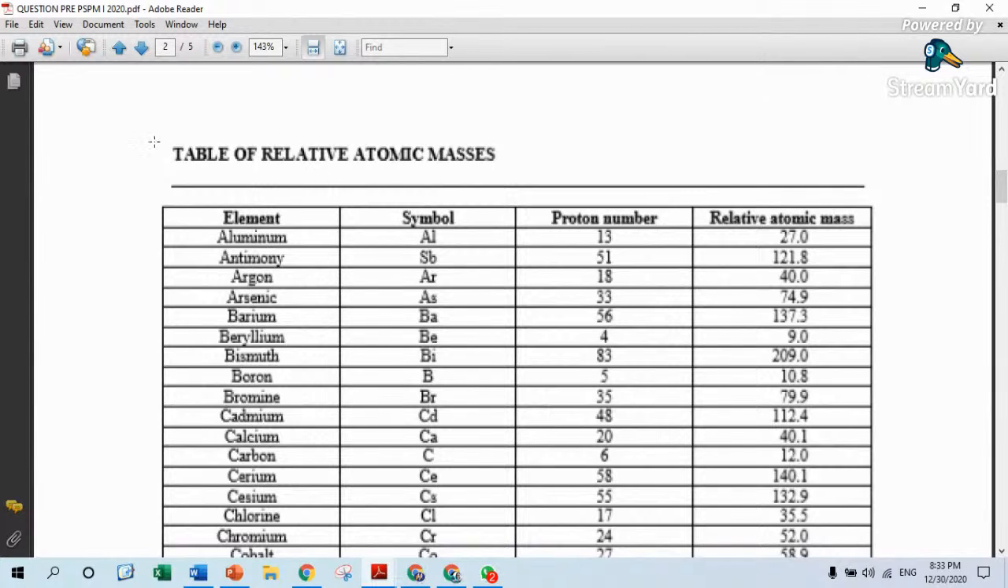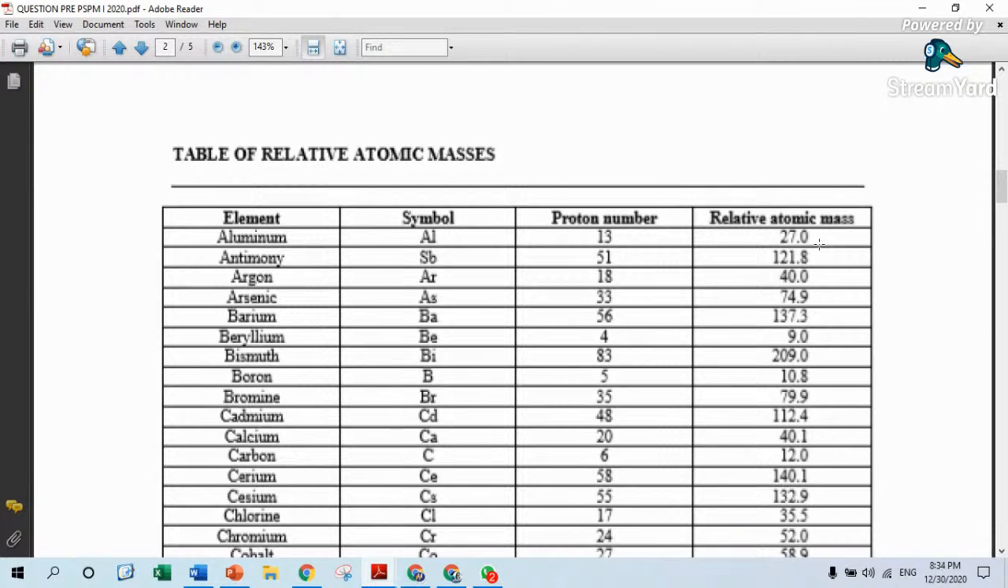This is the table of relative atomic mass. Please take note. The first column is the full name of the element, and the second is the symbol, for example aluminium is Al. The third is the proton number, which is the number you use to write down the electronic configuration, and based on the electronic configuration you identify the valence electron. All of this you learn in chapter 3, periodic table. The last column is the relative atomic mass.